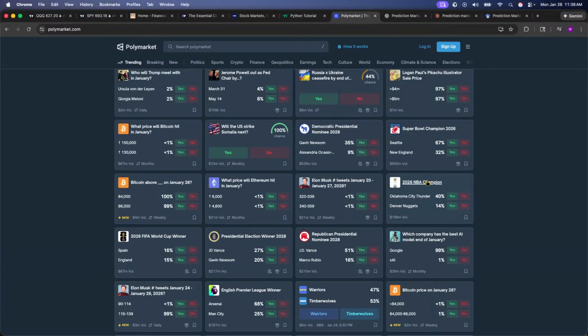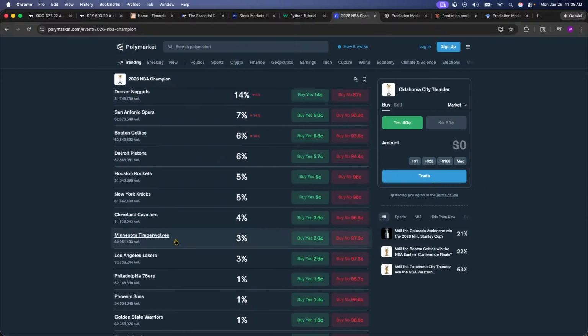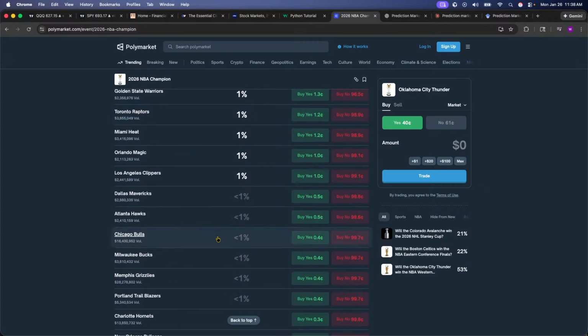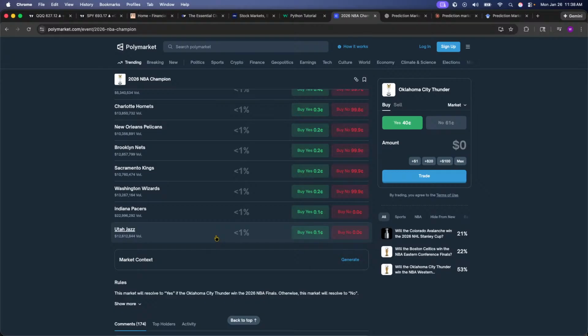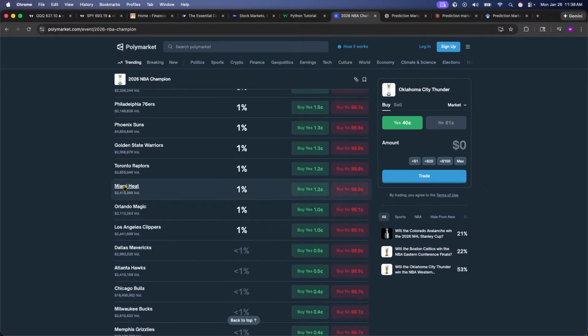The Nuggets are not going to... Okay, let me see this. Y'all, I think San Antonio should be a little bit higher than the Nuggets. And I think the Sixers should be a little bit higher. I think the Heat are not even on here. That's crazy. Oh, there they are. 1%. Nah, I need to spend some time on here.